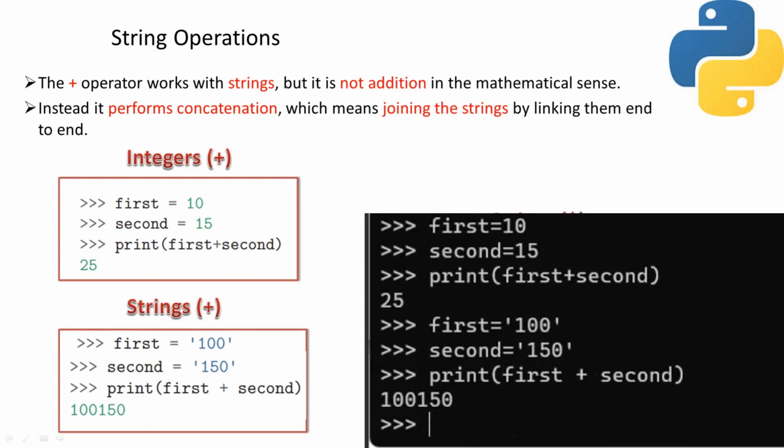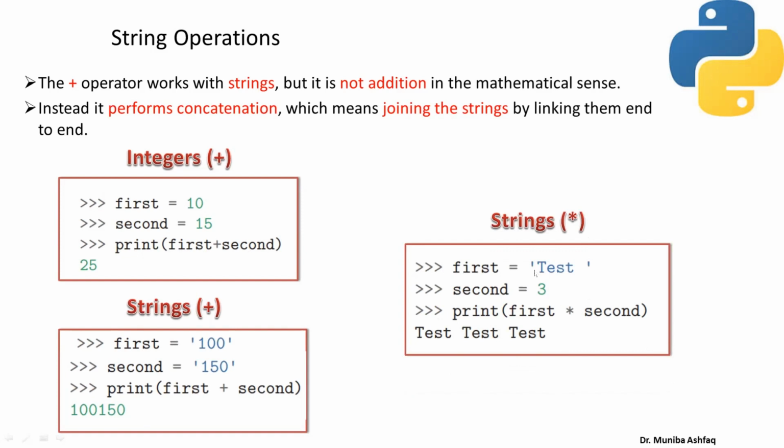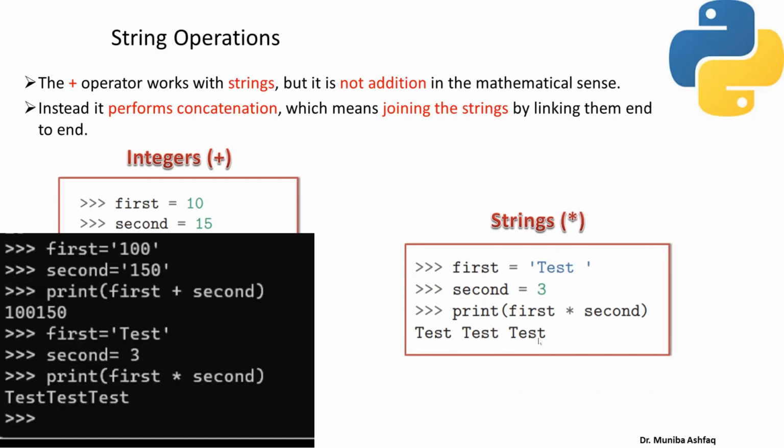Now the asterisk, which is used for multiplication, is used here. First equals "test", which is a string, and you have second equal to 3. So here we are going to print first multiplied by second. You can see that first contains the string test. So test multiplied by 3. What does it do? It just prints this test 3 times.